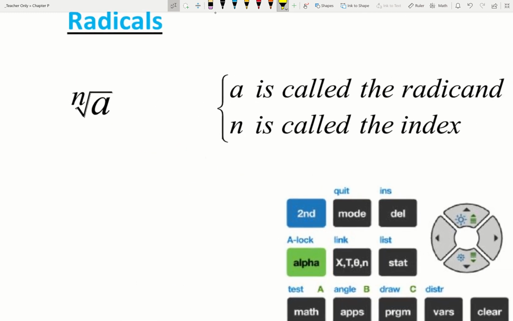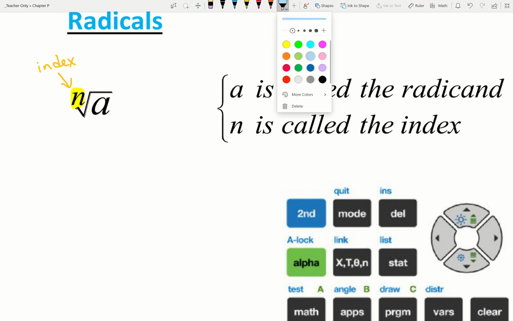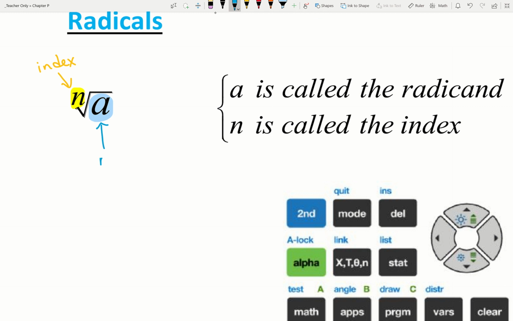So real quick to start off, just a quick definition here. Every single radical that you will look at is going to have an index and a radicand. The index is telling us what kind of root we're taking, and that's the little superscript number outside of the root. The number underneath the root we call the radicand of your expression. It's a fancy word that basically just means the part that's underneath the square root symbol.